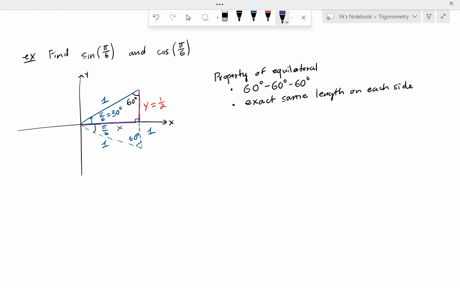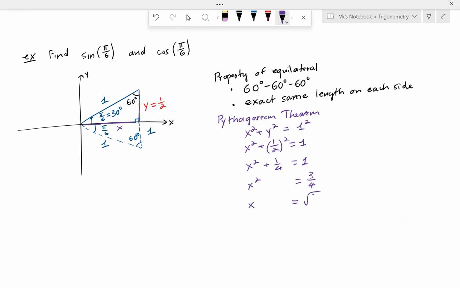We can find x using the Pythagorean theorem. x squared plus y squared is 1 squared. So x squared plus 1 over 2 squared equals 1. x squared plus 1/4 equals 1. x squared is 1 minus 1/4, 3/4. x is root 3/4, which is root 3 over 2.